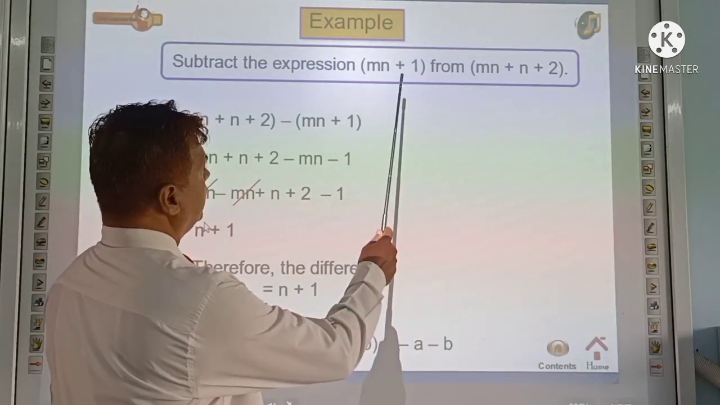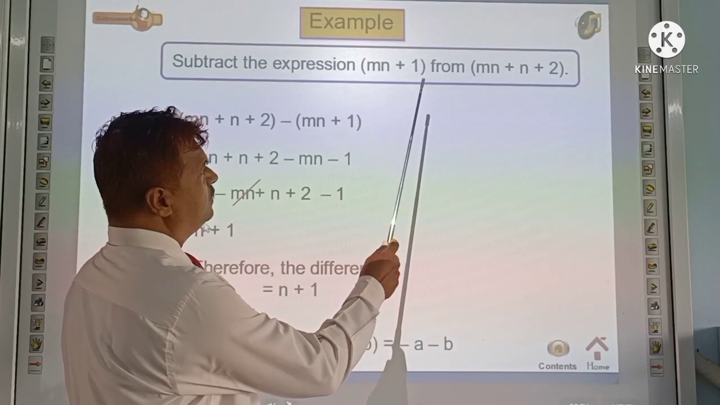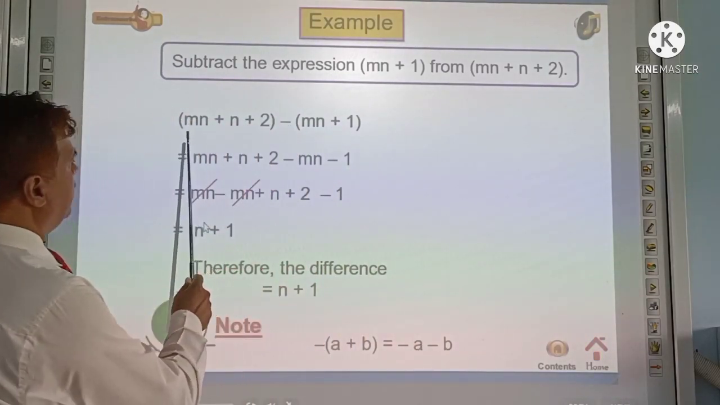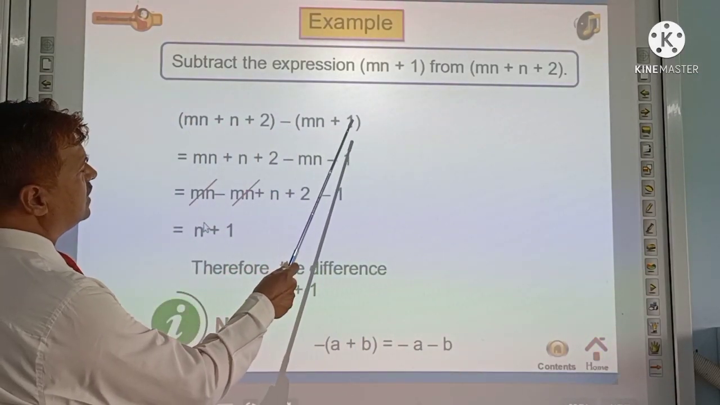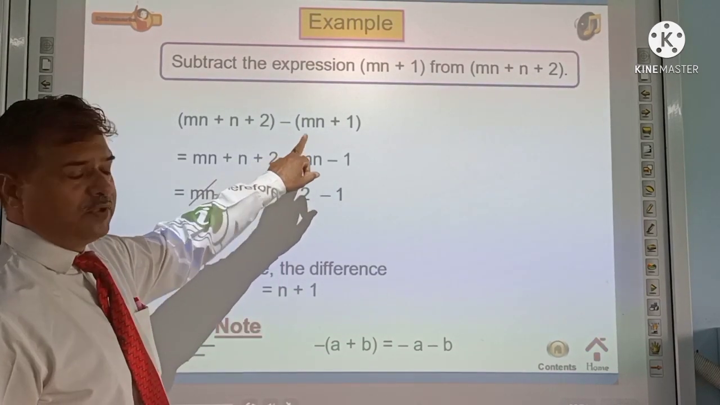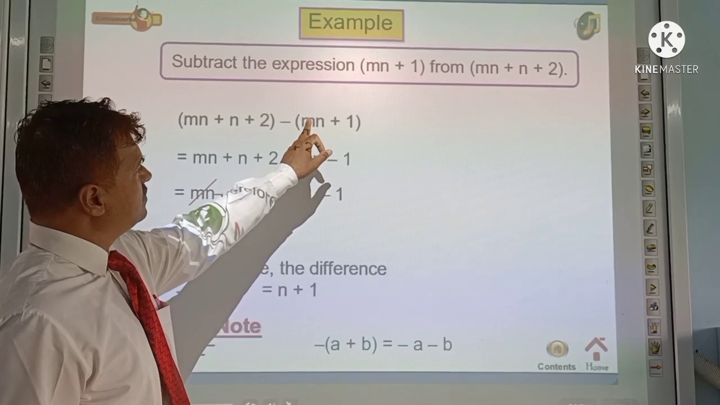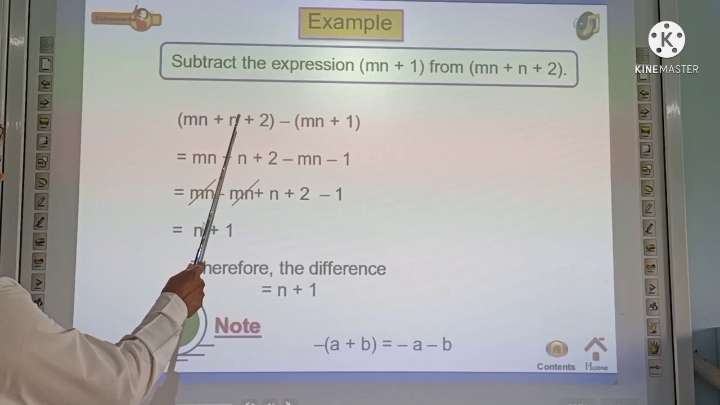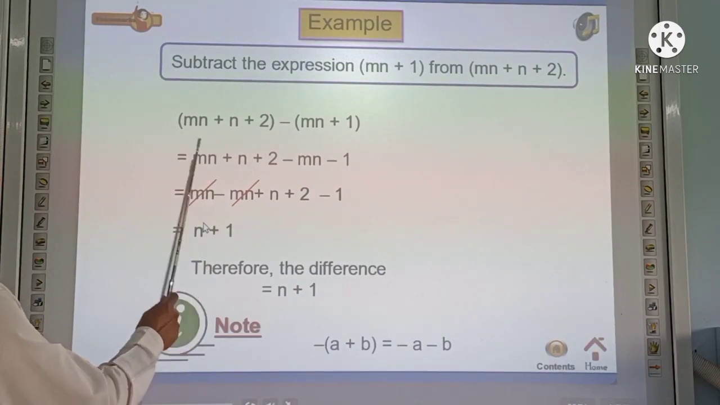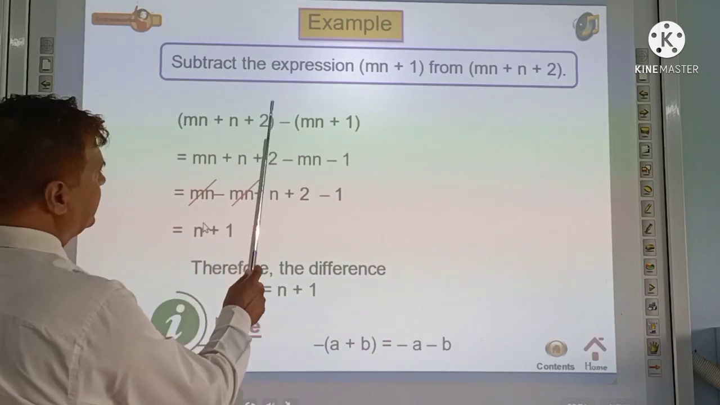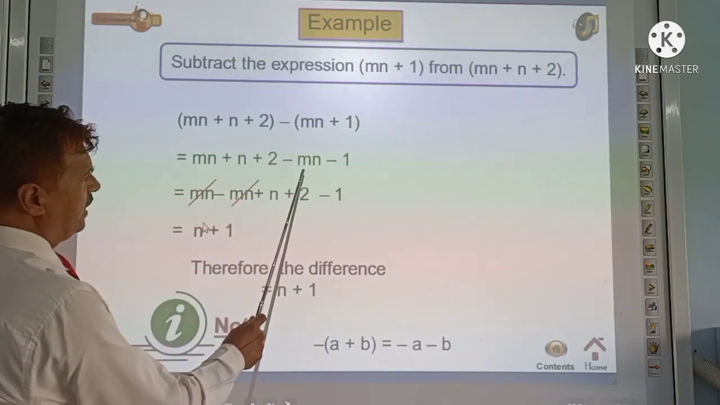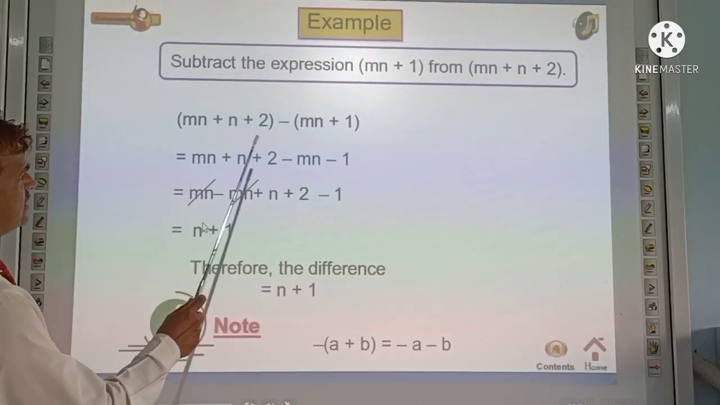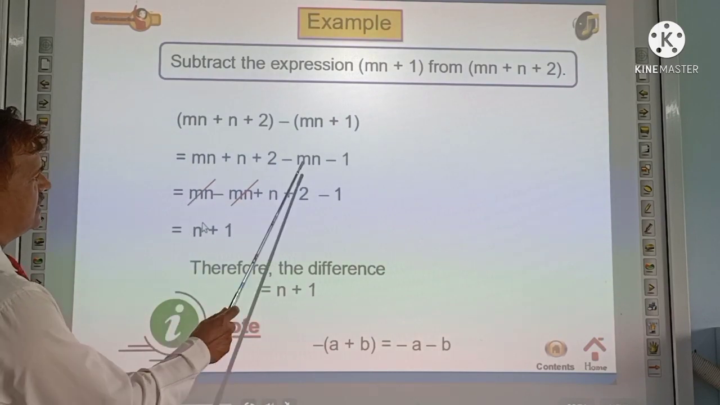Students, mn plus 1 should be subtracted from mn plus n plus 2. Okay? So, we put here mn plus n plus 2 minus mn plus 1. If minus is outside of the bracket, so change the sign of these inner terms. So, mn plus n plus 2 are same, but here is plus and here is minus. So, plus mn will be converted to minus mn, plus 1 will be converted to minus 1.